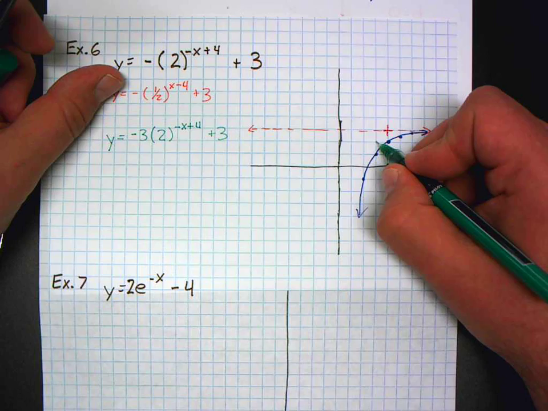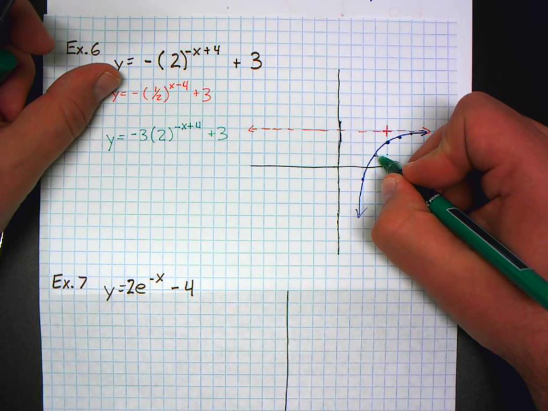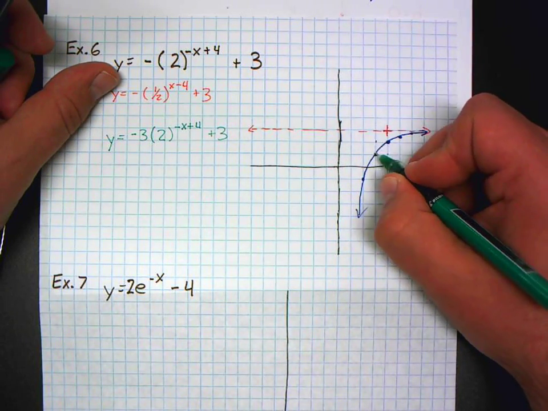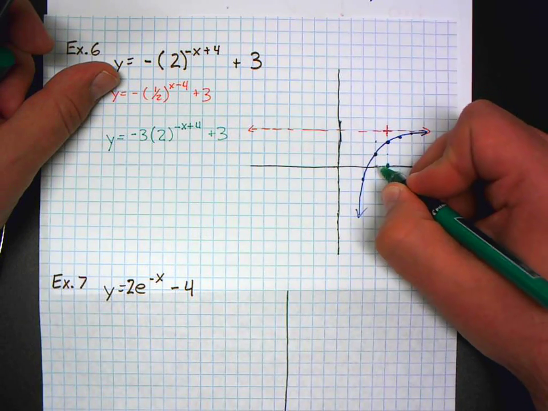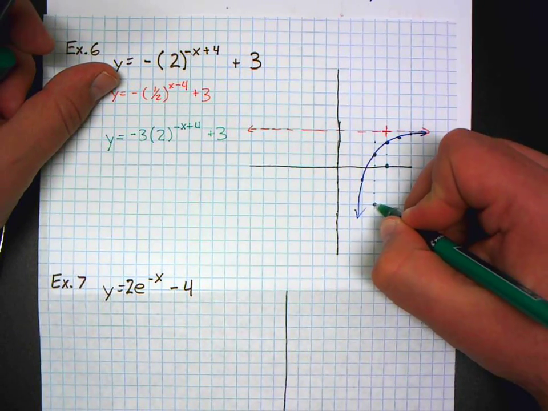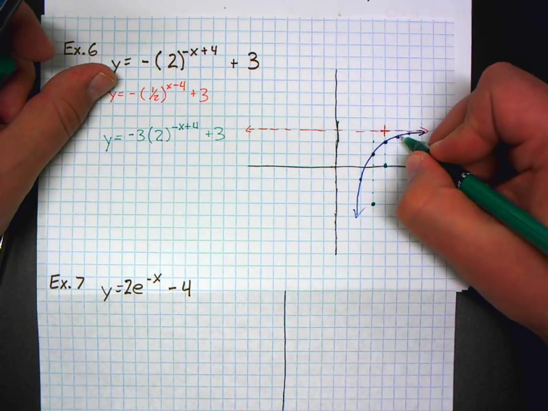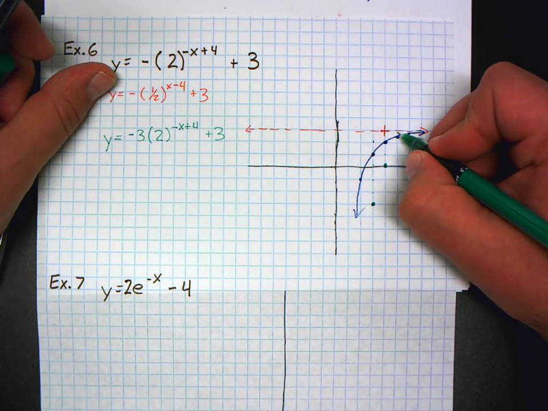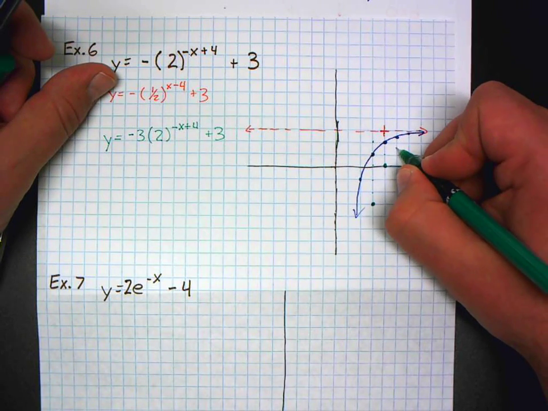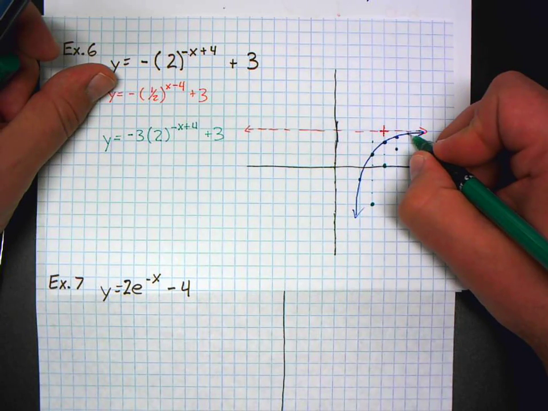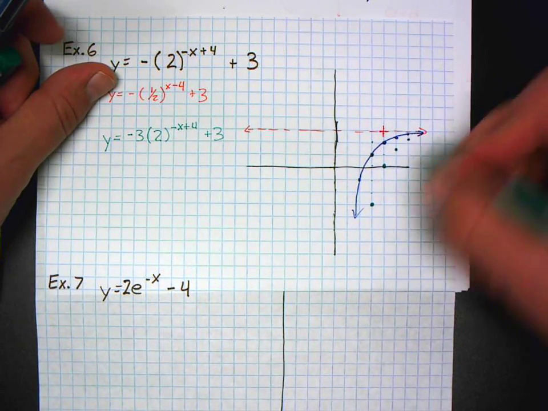This point right here, that's down 2, right? 2 times -3 is -6. So it's going to be 1, 2, 3, 4, 5, 6. That point's going to be right there. I have a feeling I don't have enough room for that one. This one is 1/2. 1/2 times 3 is 3/2. That one's going to be right there. That one's 1/4. 1/4 times 3 is 3/4. That one's going to be right there.